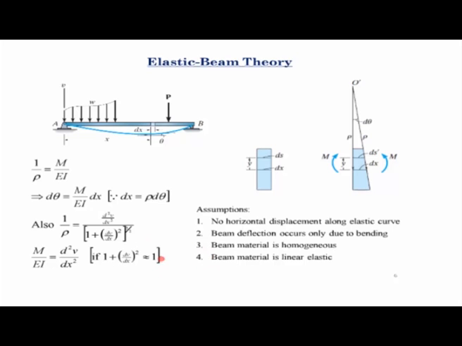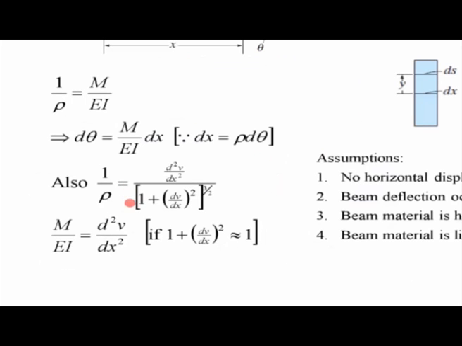Now if you remember from the geometry learnt in class 12, the radius of curvature is given by this relationship, which is the second derivative of v with respect to x over (1 plus (dv/dx) squared) whole to the power 3/2. Now in this study, what we are considering is small deformations. In other words, dv/dx is basically the rotation of that beam element. For small rotations, this term (dv/dx) squared is much, much less than 1, or in other words, 1 plus (dv/dx) squared is almost equal to 1. So we can say that 1/ρ is equal to d²v/dx². When we substitute this, instead of 1/ρ we write d²v/dx², so we can say M/EI is equal to d²v/dx².